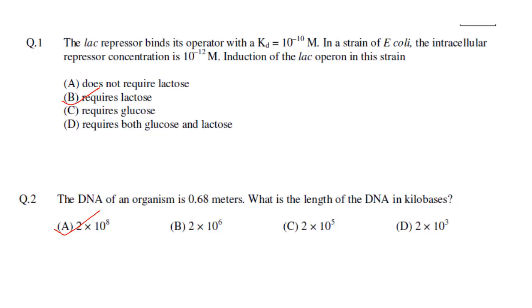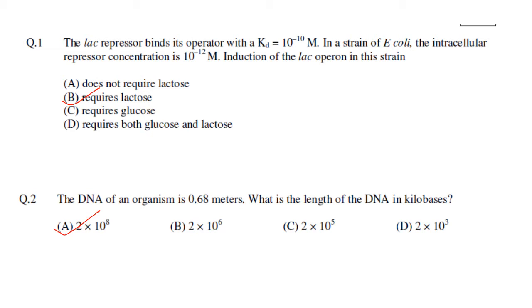So first one, the Lac repressor binds its operator with a dissociation constant of 10 raised to minus 10 molar. In a strain of E. coli, the intracellular repressor concentration is 10 raised to minus 12 molar. Induction of the Lac operon in this strain does not require lactose, requires glucose, or requires both glucose and lactose. Lac operon is an inducible system which requires lactose to induce the reaction. So answer is option B, requires lactose.